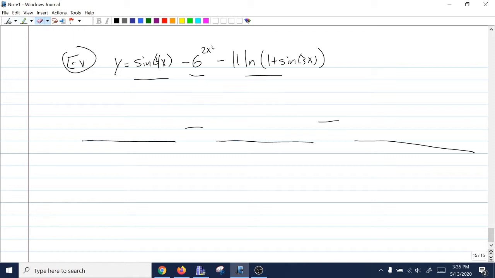The first blank needs to be the derivative of sine 4x. Well, this is sine of something. Derivative of sine of something is cosine. Cosine what? Cosine leave the inside alone. Multiply by the derivative of the inside on the outside. Minus, this one is 6 to the something. What's the derivative of 6 to the x? It's natural log 6, 6 to the x. What's the derivative of 6 to the stuff? It's natural log of 6, 6 to the stuff. What stuff? The stuff is leave the inside alone. Multiply by the derivative of the inside on the outside.